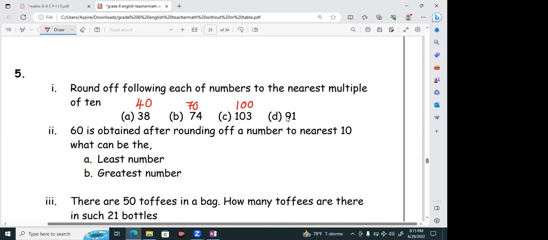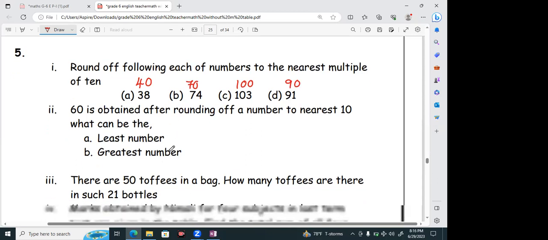91. What is the closest value to 91? Any other? 90. It is 90. Okay, not 19. It is 90. Okay, good.